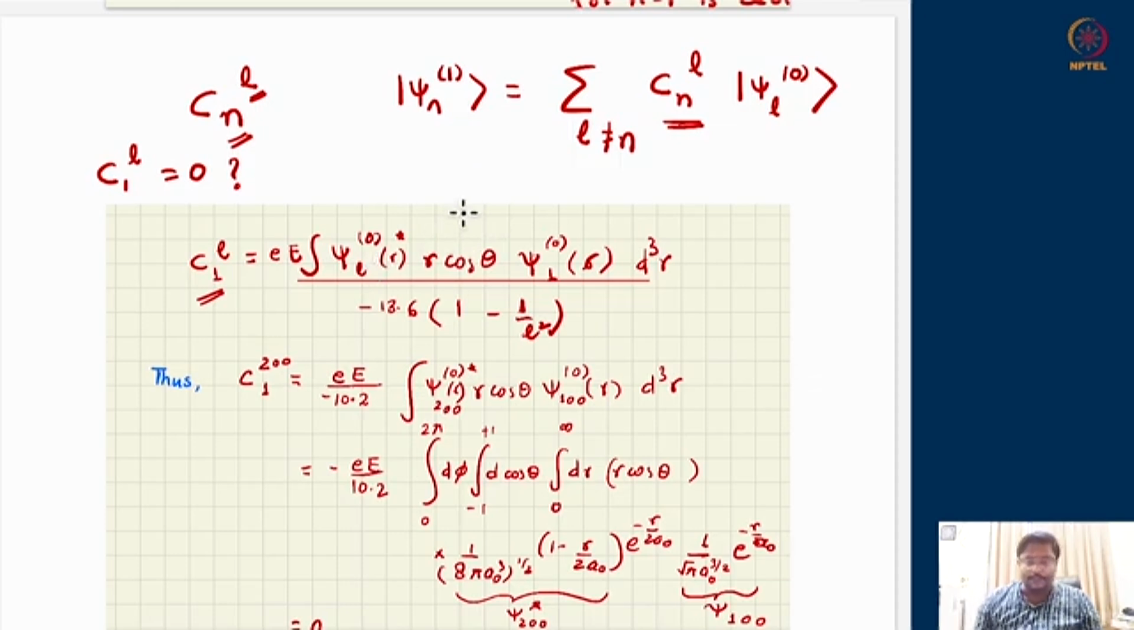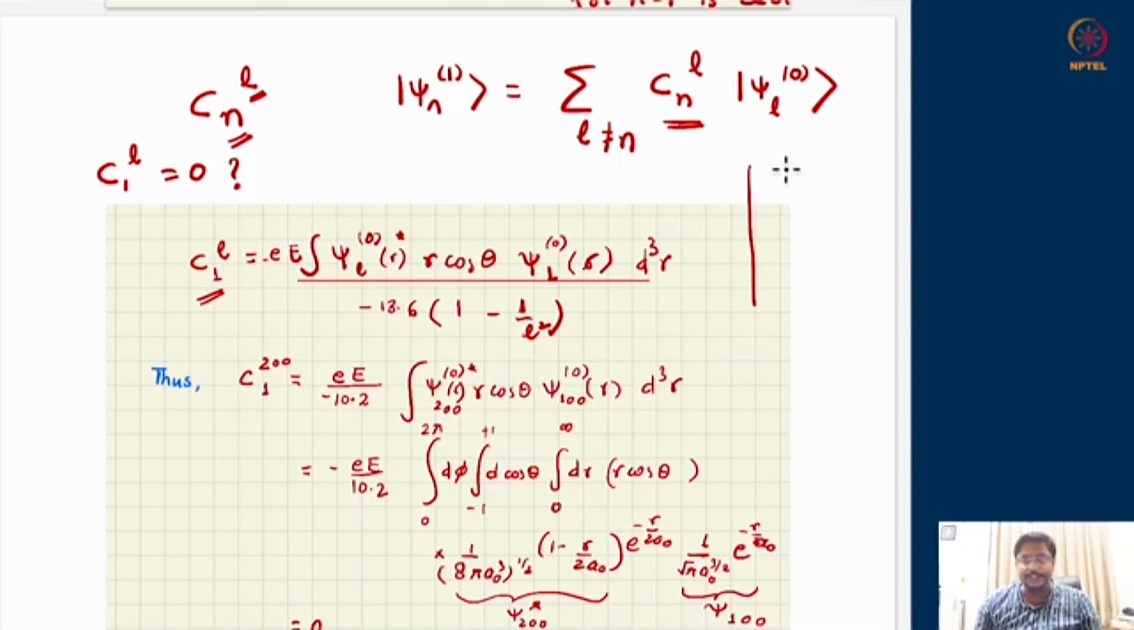Hamiltonian, the perturbation Hamiltonian, which was minus EER cos theta, squeezed between psi n, which is n is equal to 1, from the right, and psi L from the left. So this integration we have to do. So C1L has this computation. L can be any other state, not n is equal to 1. In the hydrogen atom, I know what the states are.